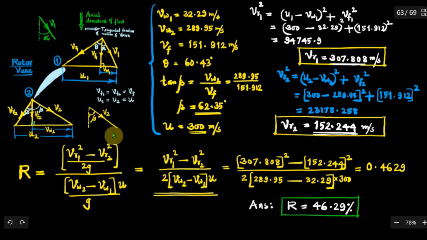In this case, we don't consider like that. We are not considering here that beta is equal to theta and alpha is equal to phi. That's why we use the generalized expression. From the definition itself, we found out the relation. So R is equal to this, and you simply substitute Vr1, Vr2, Vw2, Vw1 and U in this expression. Once you substitute this, please verify the numerical calculation. You will get the degree of reaction as 0.4625, in percentage that is 46.29%. Please remember, in this case, we haven't used the symmetrical blading.